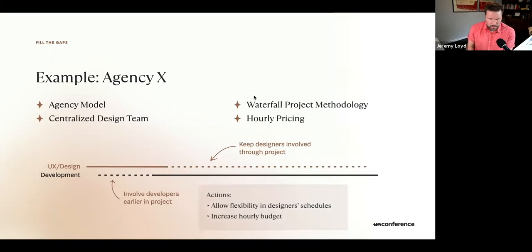And so some things you'll need to do for this specific example, I should say, would be to allow some flexibility in designer schedules and increase hourly budget. So it'll take a little bit more time from folks on projects to be involved this long, and also a little bit of flexibility in schedule as well.